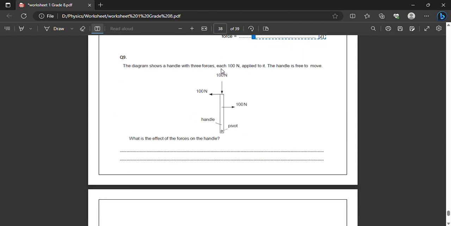So just look at the last question, then we can end. The diagram shows a handle with three forces, each 100 newtons, applied to it. The handle is free to move, meaning that it is left as a free body. What is the effect of these forces on the handle?